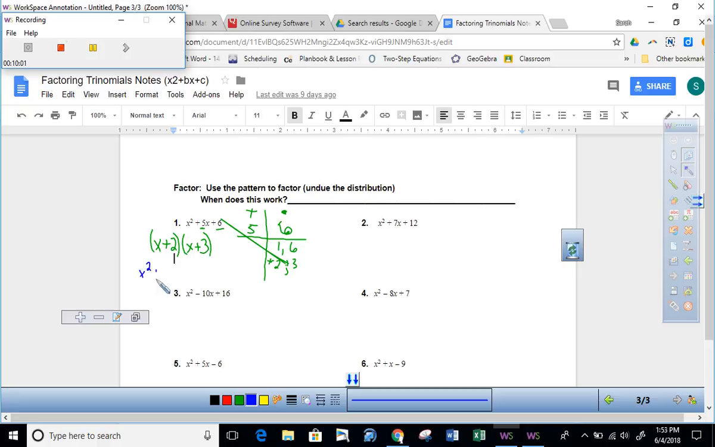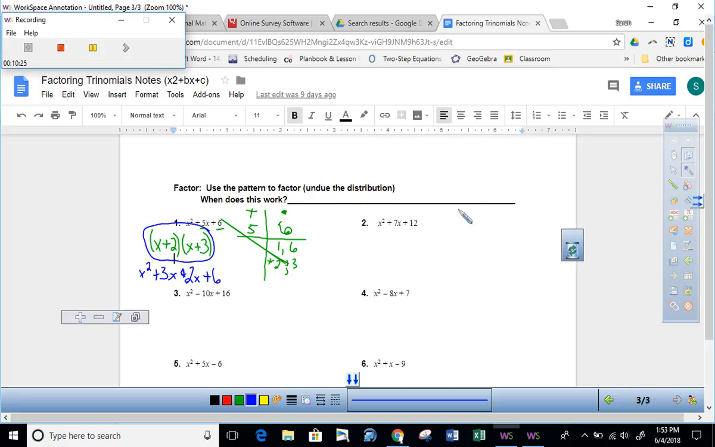x times 3 is 3x. 2 times x is 2x. And 2 times 3 is 6. If you simplify this, you're going to get 5x, and that's exactly what you wanted. There's your 6. There's your x squared. This is the factored form of that trinomial. Same information, written differently.